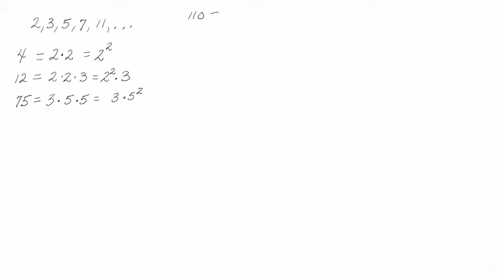Now 110, let's break that down. So since it's an even number, I know it's divisible by 2. So if I divide 2 into 110, I'm going to get 55. Well, 55, of course, is divisible by 5 since it ends in either 0 or 5. So 55 is 5 times 11. So my factors of 110 are 2 times 5 times 11. So I could write that 110 equals 2 times 5 times 11.